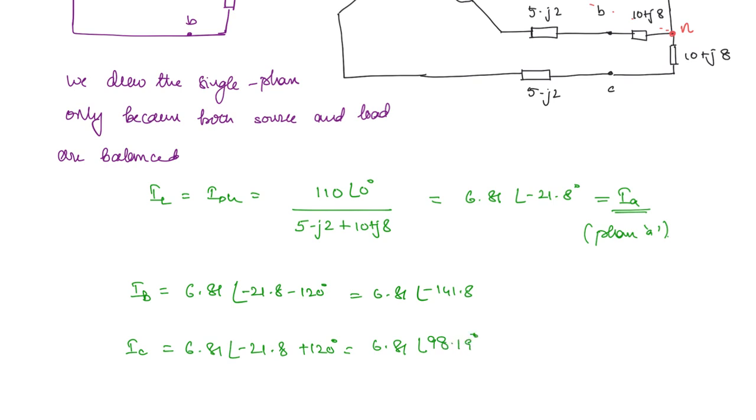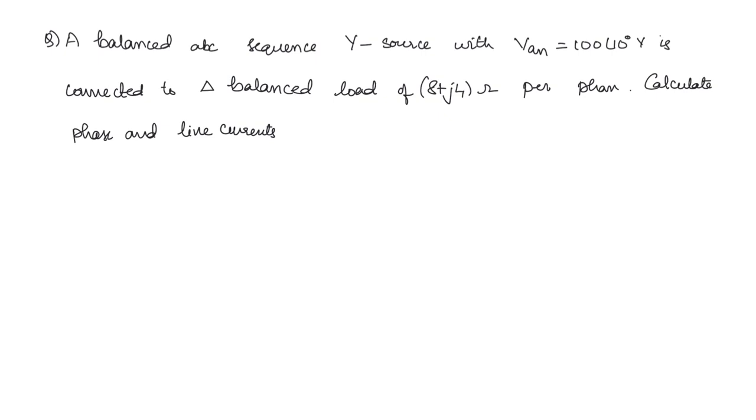Okay. In the next question, we have a balanced ABC sequence star source with VAN equal to 100 angle 10 volt connected to delta balanced load of 8 plus J4 ohm per phase. Calculate the phase and line currents. So here you can pause the video and first try it out for yourself. Okay, so what is the solution here?